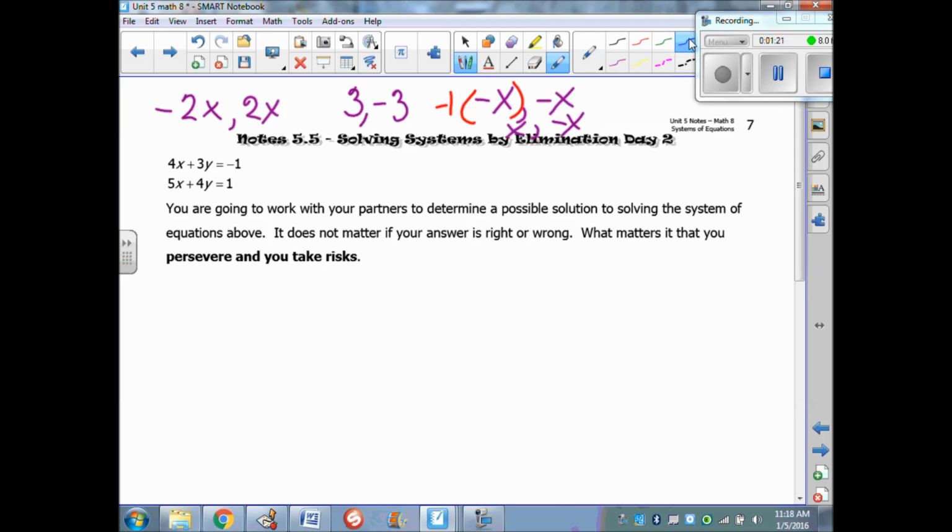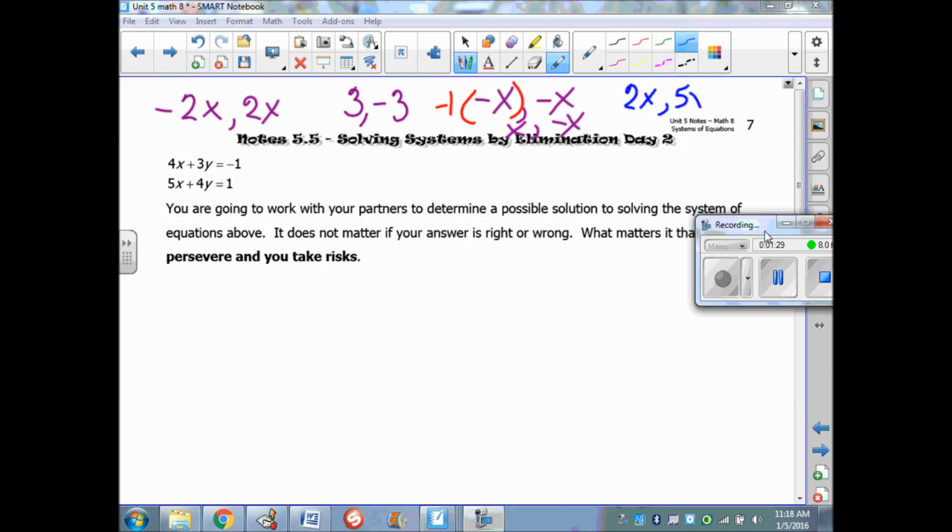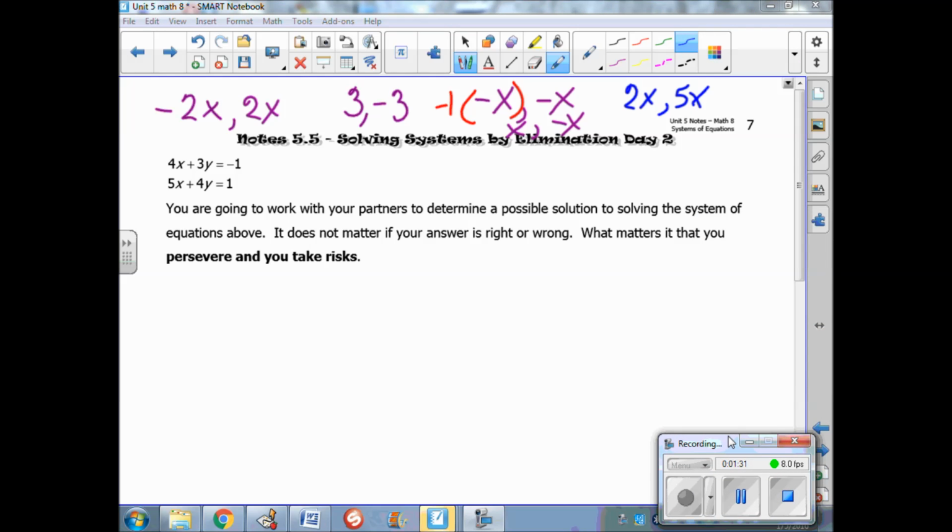So what if I had something like this? What if I had 2x and 5x? I need to force the opposites to happen. Now they're both positive, so we know we're going to have to multiply one of them by a negative something. But we can't just multiply by a negative number, because 2x and 5x, somehow they could be related, but we need to force that opposite to happen.